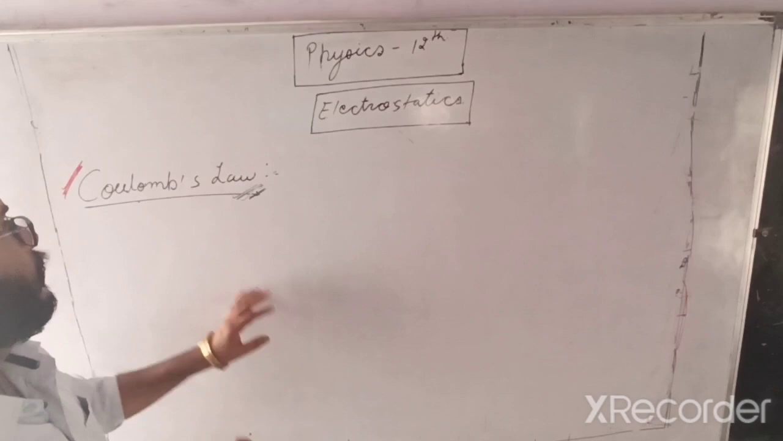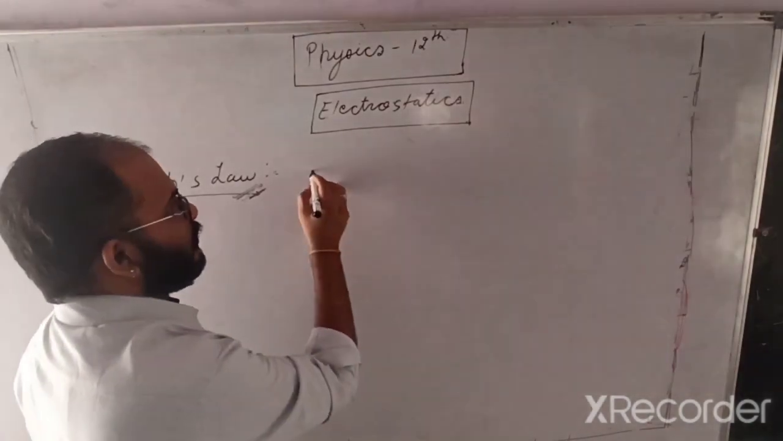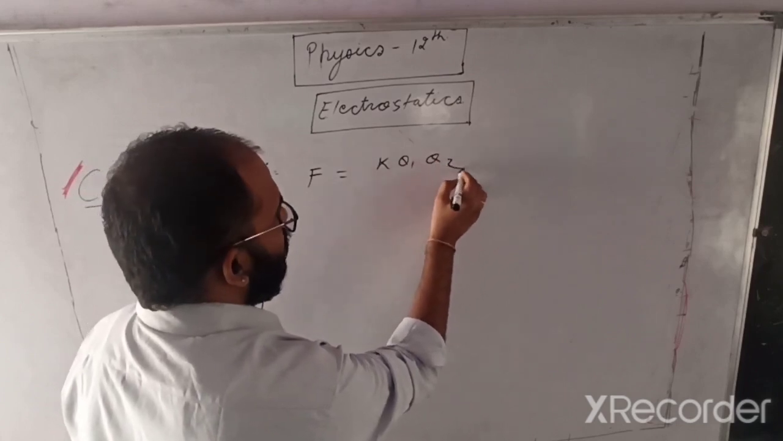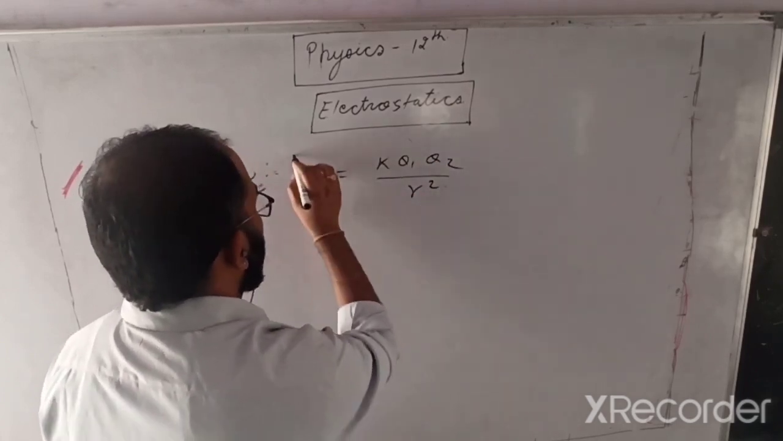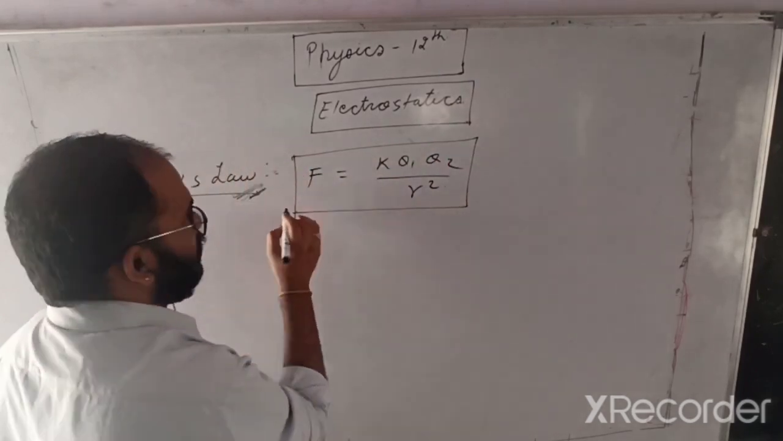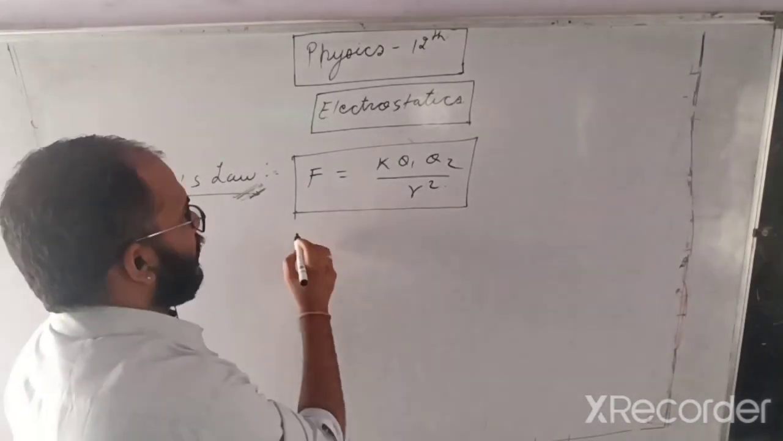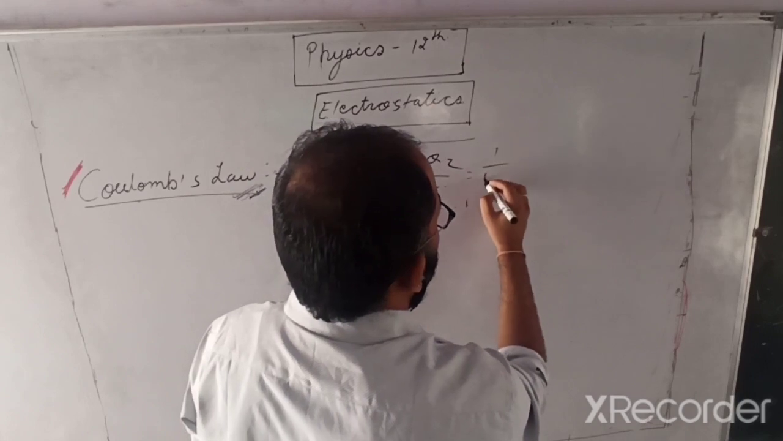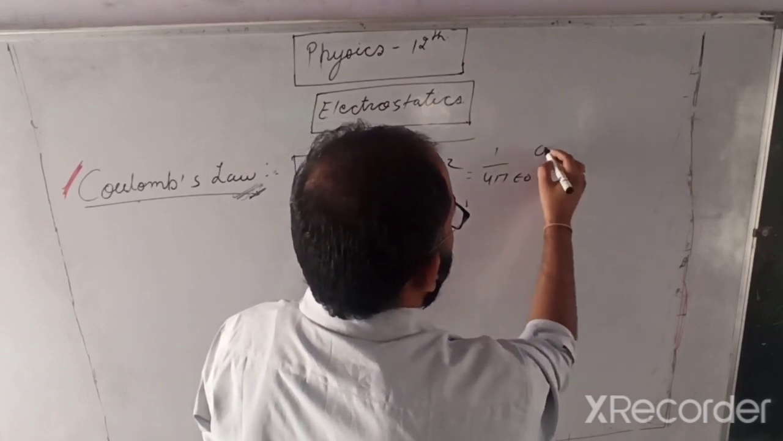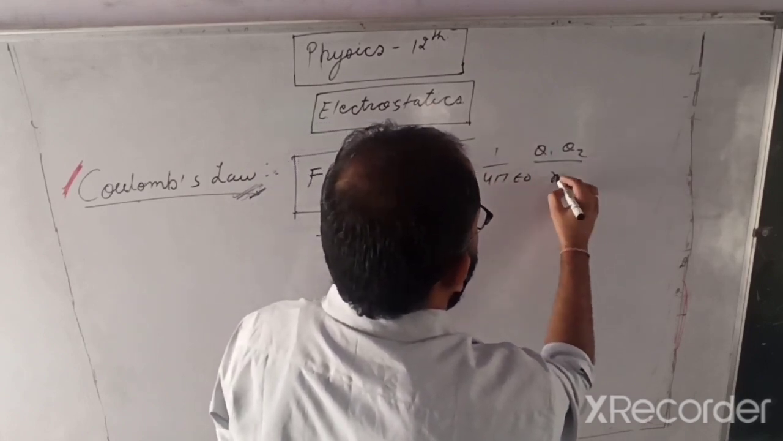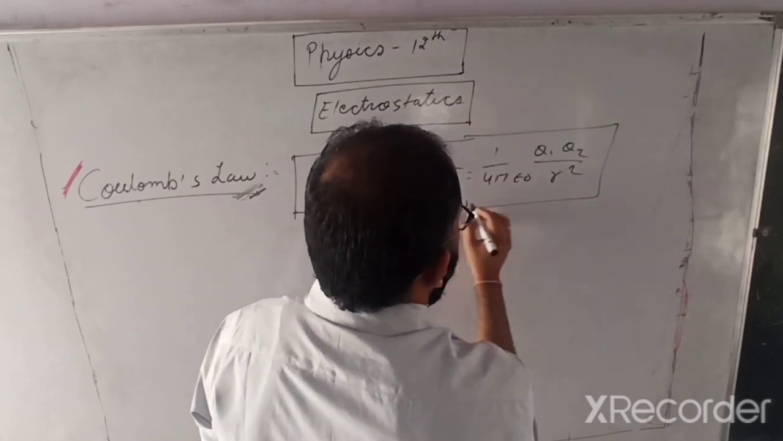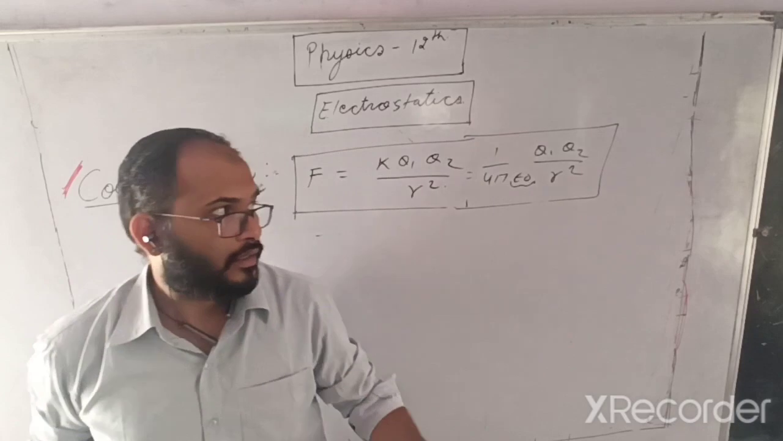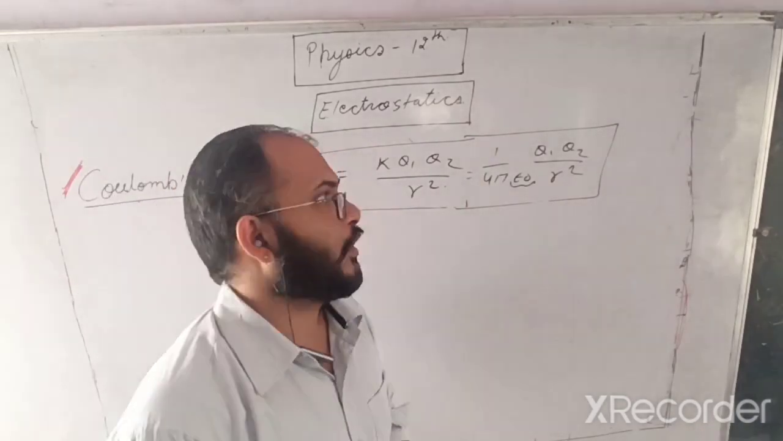Now, according to Coulomb's law, the force between the two charged particles is F equal to K Q1 Q2 upon R square. Or you can say that F is equal to 1 upon 4 pi epsilon naught Q1 Q2 upon R square, and epsilon naught is the permittivity of free space.